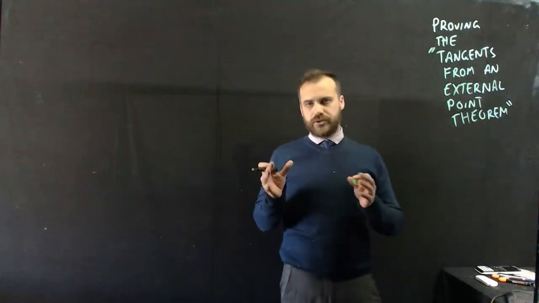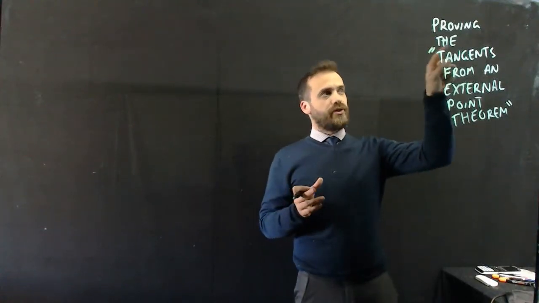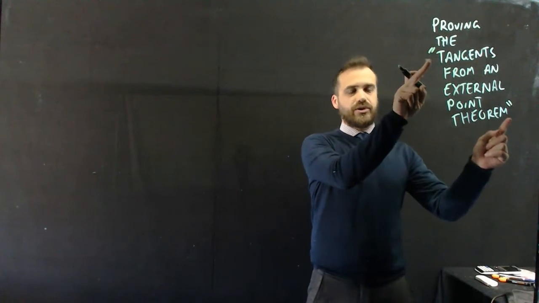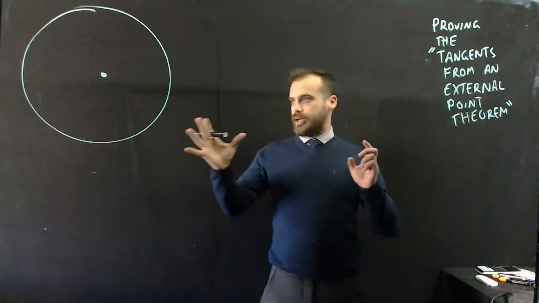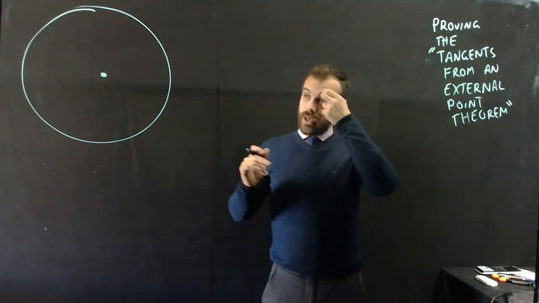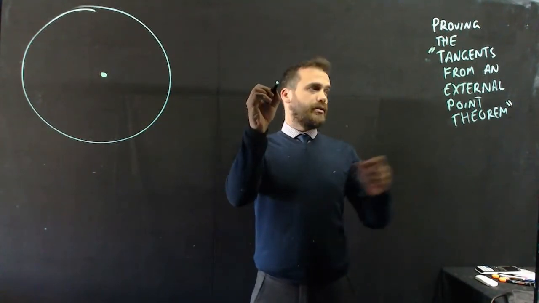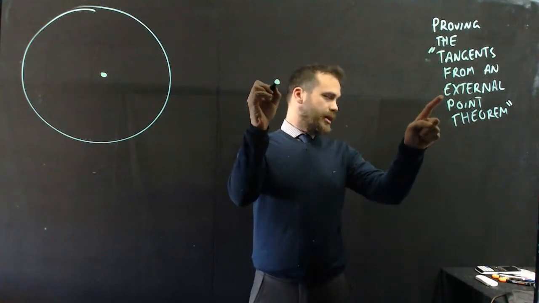So we're working our way through circle theorems. This time we're going to prove the tangents from an external point theorem. This is a circle theorem, so I'm going to need a circle. Okay, there's my circle with a center in it. Now I'm going to put a point over here, an external point.